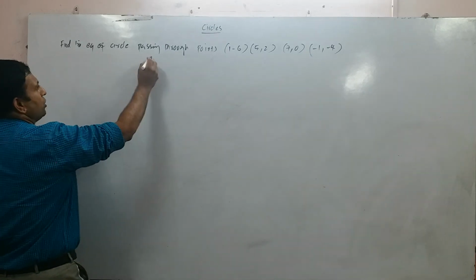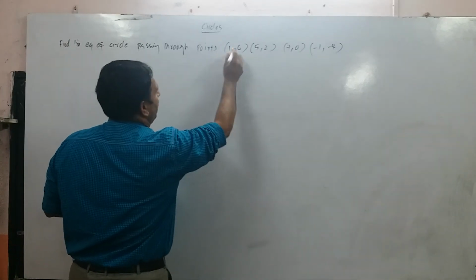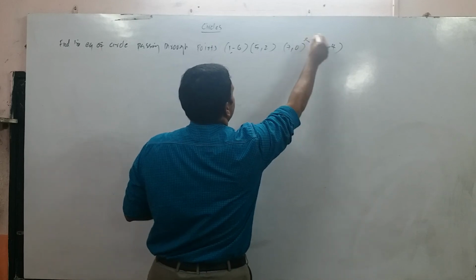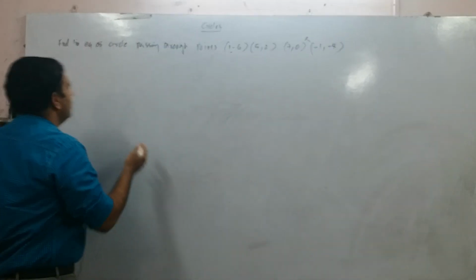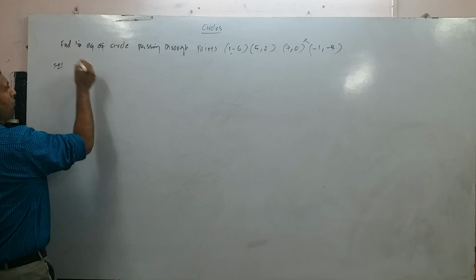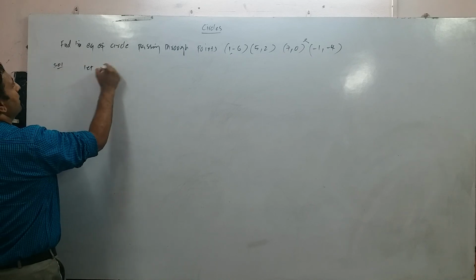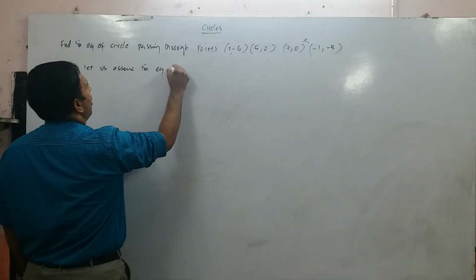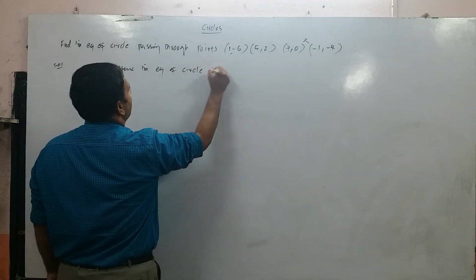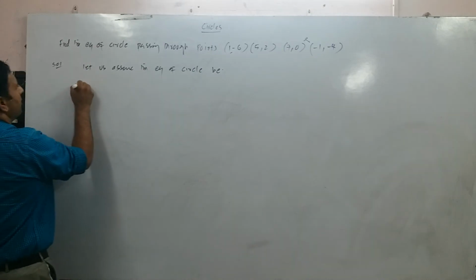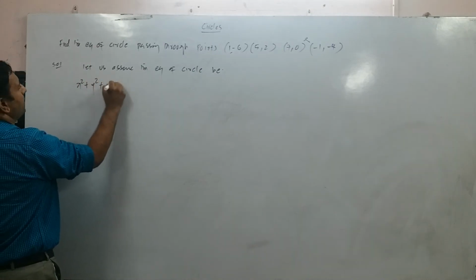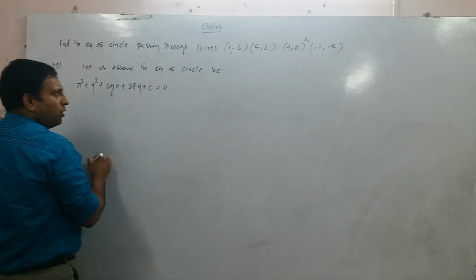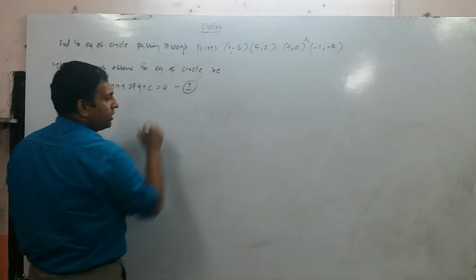So find the equation of circle passing through points 1, minus 6, 5, 2, 7, 0 and minus 1, minus 4. What am I going to do? I have to first assume, let us assume the equation of circle be x square plus y square plus 2gx plus 2fy plus c is equal to 0. I call this equation I.